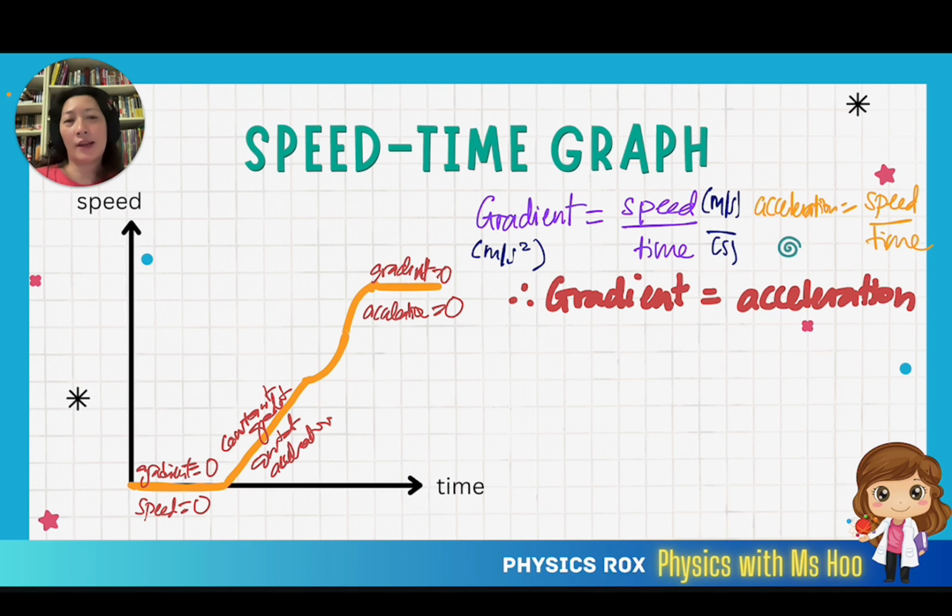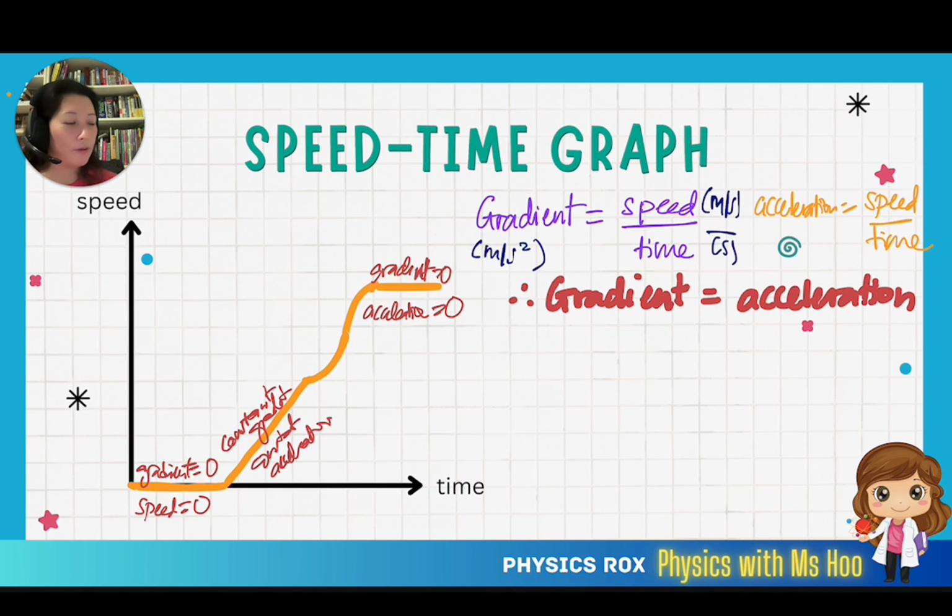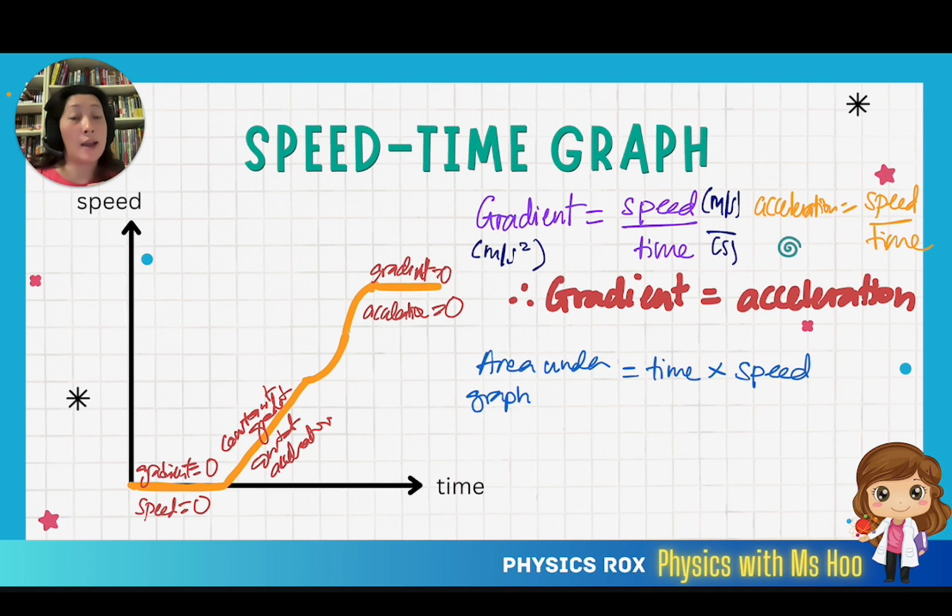Now, in addition to gradient, we've also learned about area under the graph. So let's look at how the area under the graph could be used in this speed time graph. So earlier, we had summarized that the area under the graph is what's on the x-axis multiplied with whatever's on the y-axis. So we can write this as time times speed. So can you think of any variable which is equivalent to time times speed?